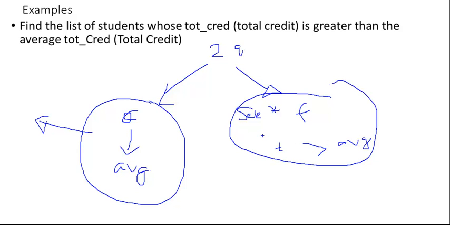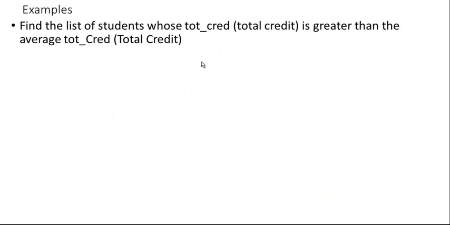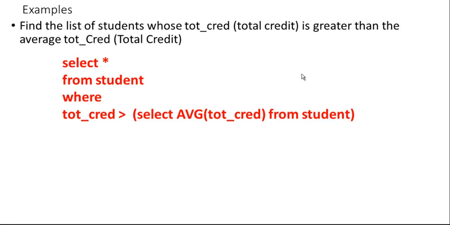Now in SQL you can't store this. There are methods, but as of now you can't store the result of a query. So you have to include this query inside the other. Let's see how it is done. Very simple. This is your first query, which is your subquery.